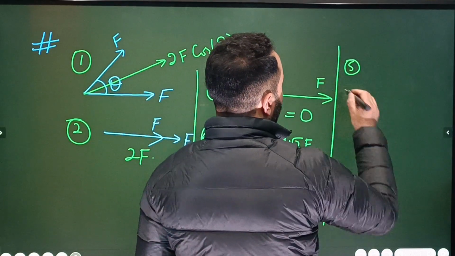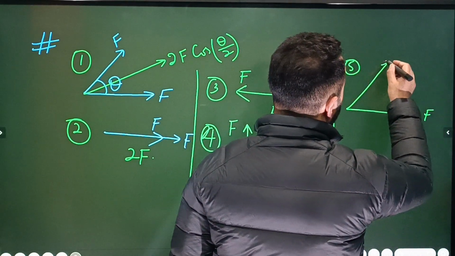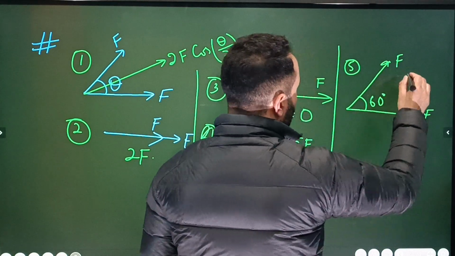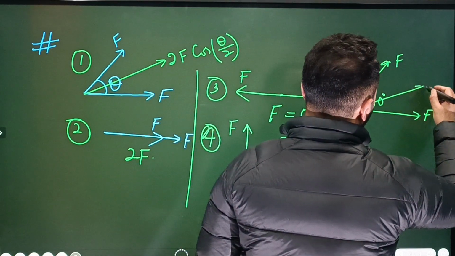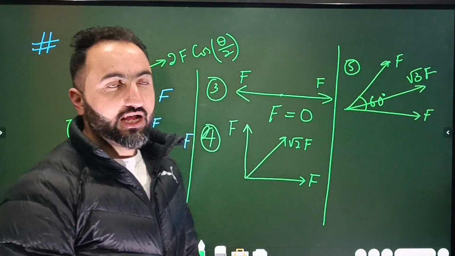Then here we have one more example, number 5. For example, here we have two vectors like this and like this. This is F and this is F, ठीक है ना बेटा. The angle between them is 60 degree. तो इन दो का रिजल्टेंट कितना आएगा बेटा? That will be equal to root 3F along the angle bisector. Root 3F along the angle bisector.